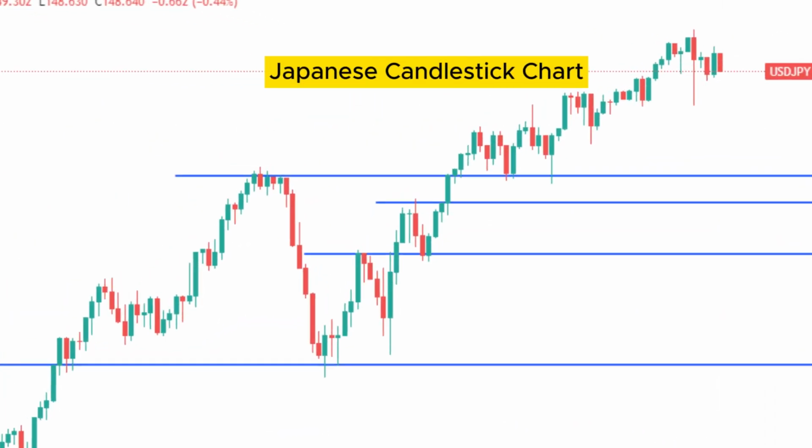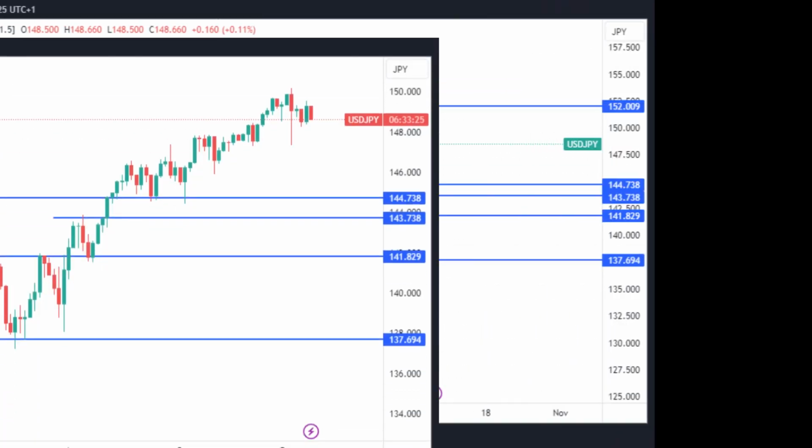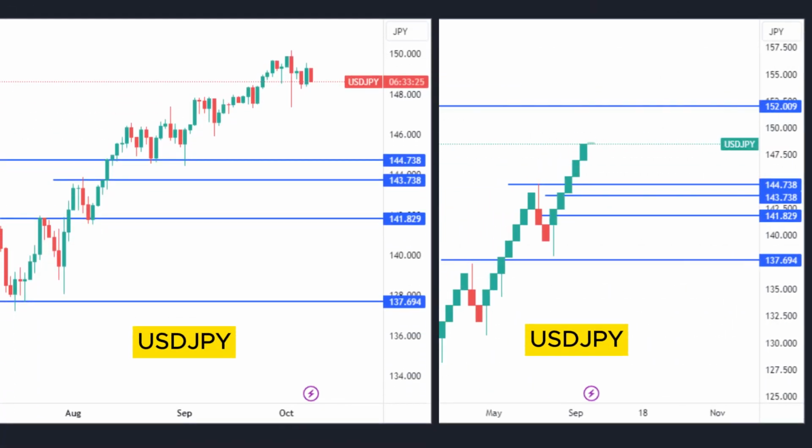This is the Japanese Candlestick chart. And this is the Japanese Renko chart. Both charts are the USD-JPY pair.